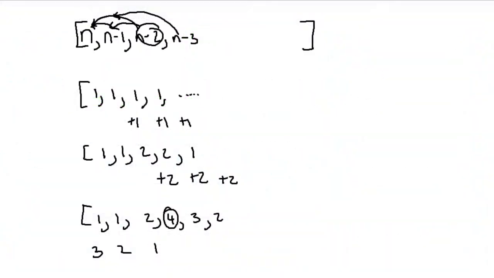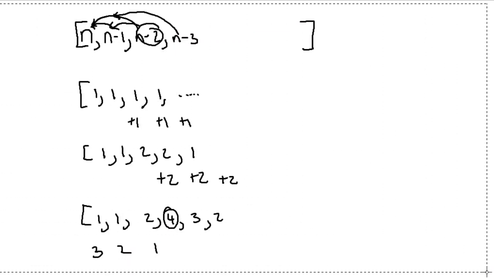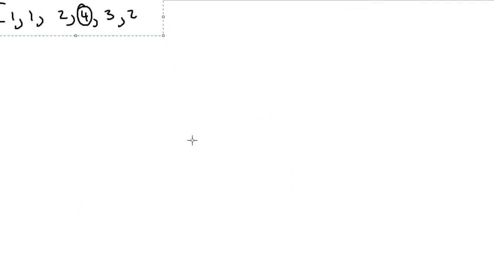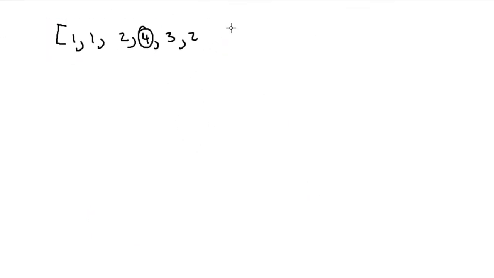Well, the answer is actually simple, and give me a second. Let me clear the board. So the answer is pretty simple. What we would want to do is first generate that array, like I said. So 1, 1, actually, let me copy that right here. So this would be our array.